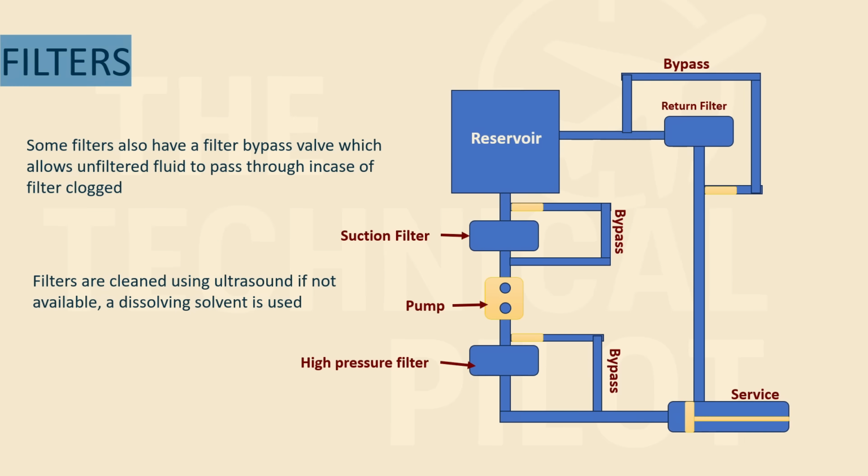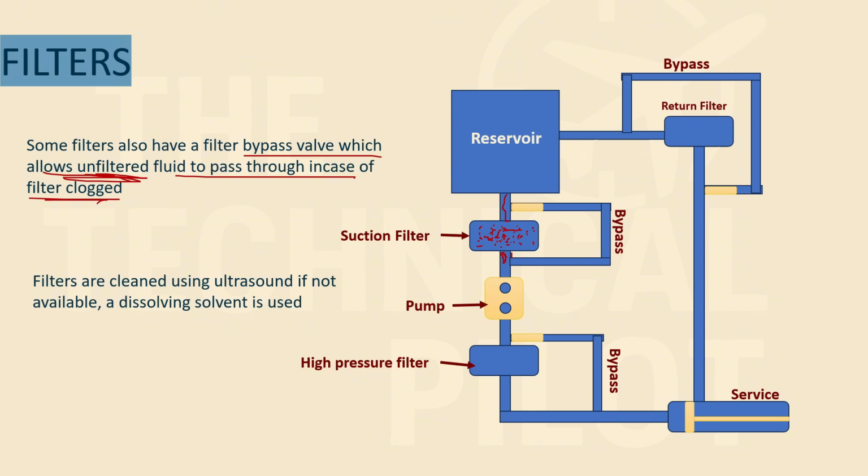And some filters also have a bypass valve, which allows unfiltered fluid to pass through in case the filter is clogged. So with time, what happens is the filter is obviously cleaning the debris, so it gets blocked after some time. It should not happen with constant maintenance, but it can still happen sometimes, right? So if the filter is blocked, now the fluid won't be able to go any further from here. It won't be able to go in this direction, right? Because the filter is blocked.